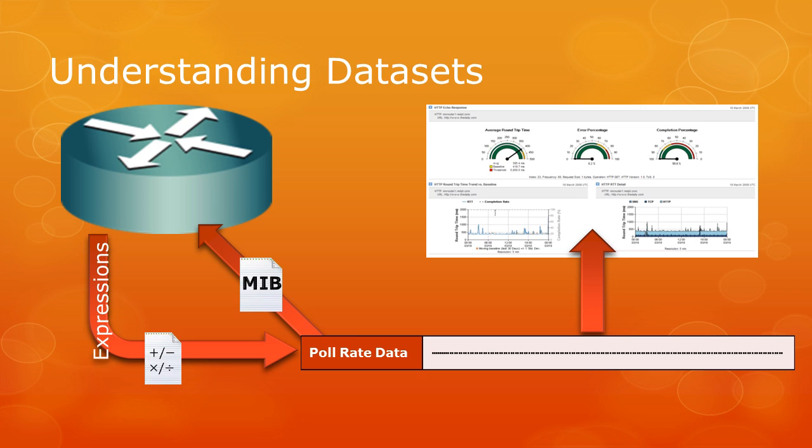They define which OIDs to poll. They mathematically transform the data into something more user-friendly through expressions. They store the data in the database. They determine poll instance names. Through datasets, you can exclude certain poll instances from discovery or disable certain poll instances after discovery. And they also determine how data is rolled up. And once the data is in the database, it can be displayed in the NetVoyant Web GUI or in NPC through views, which I'll go into later.